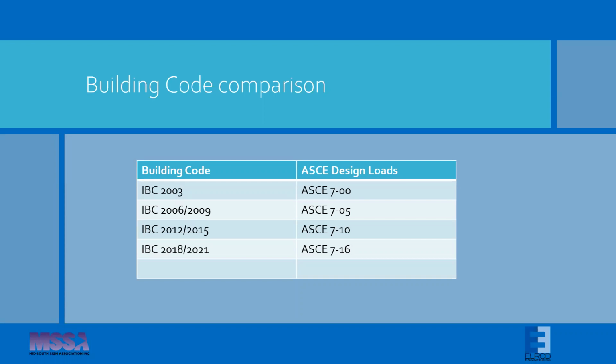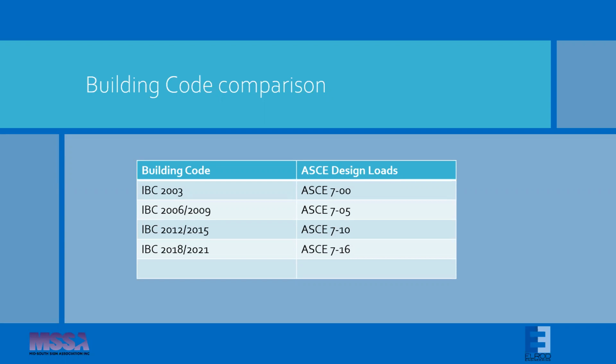A couple things to draw from this. One is you can see the building code updates on a roughly 3-year cycle. The design loads update on an approximately 5-year cycle. So there's a little bit of overlap and crossover there, but your engineer should be very familiar with which loads need to be applied based on which code is applicable. That affects the analysis that they do.